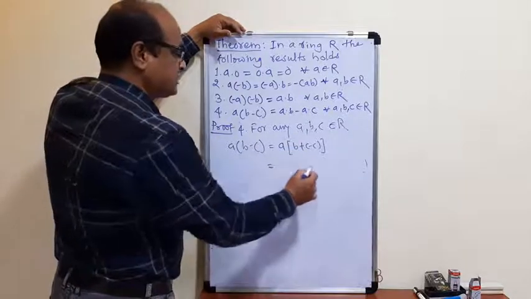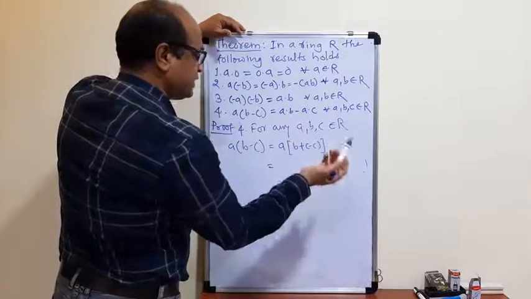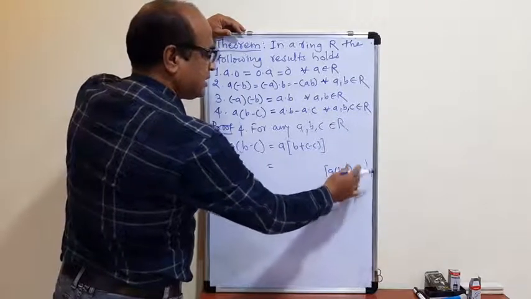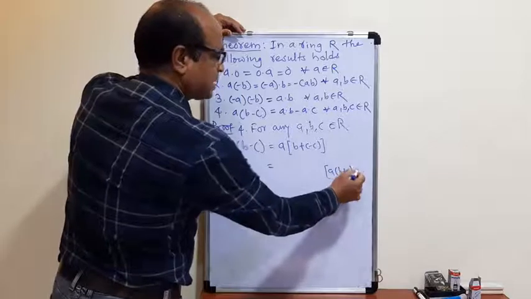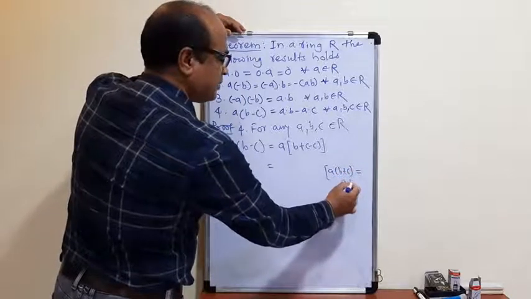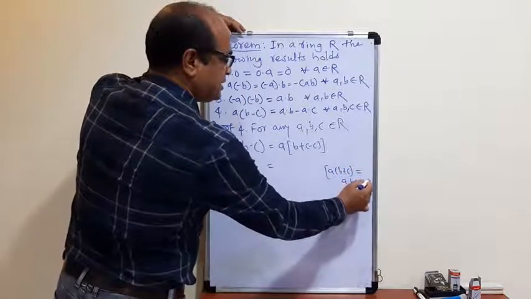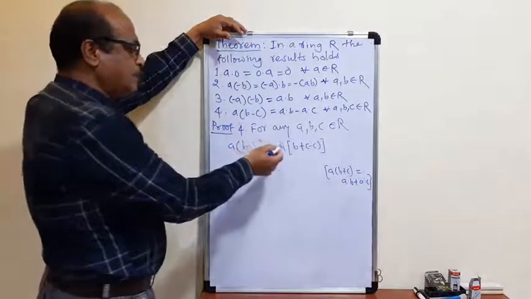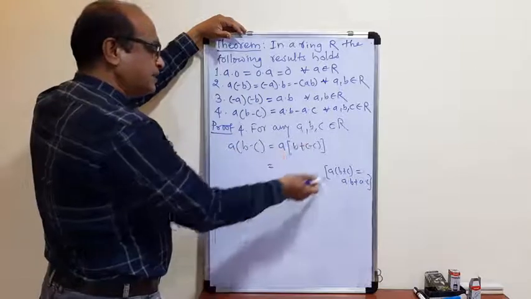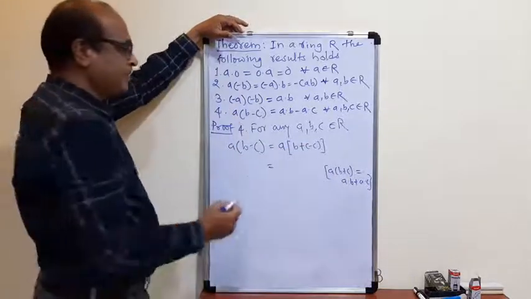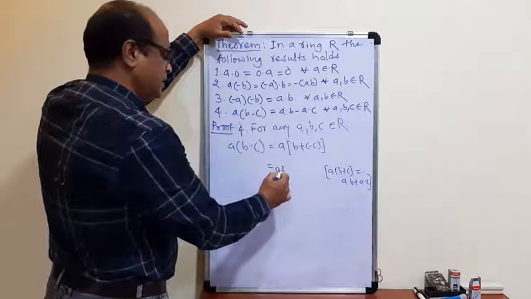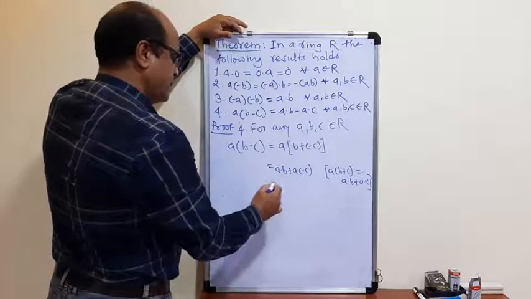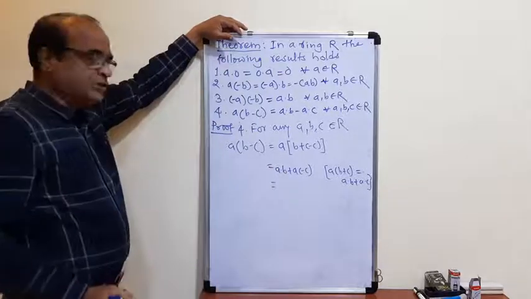Then by the distributive law, what is the distributive law? So we know it: A into B plus C is A into B plus A into C. This is the left distributive law in the definition of a ring R. So A into B plus minus C can be written, by using this distributive law, as A into B plus A into minus C.